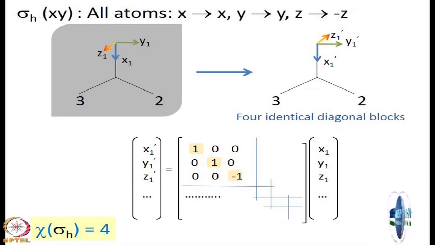None. Does that mean we have to work with 12 coordinates? No. Why not? Yes, because all 4 will make identical contribution. Just work out any one. Okay? So, sigma h is very easy, isn't it?